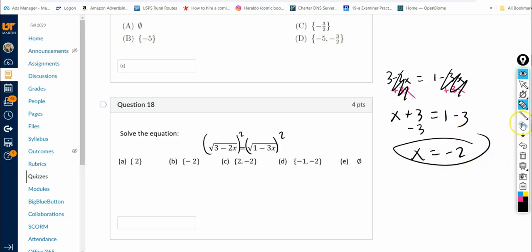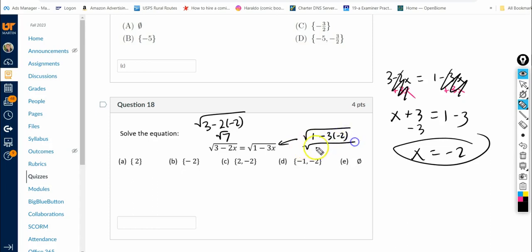Now, is that going to work? Well, over here on the left-hand side, I will have the square root of 3 minus 2 times negative 2, which will be the square root of 3 plus 4, which will be the square root of 7. And over here, I'm going to have the square root of 1 minus 3 times negative 2, which is going to be the square root of 1 plus 6, which is going to be the square root of 7. So it does work. And the answer is B.